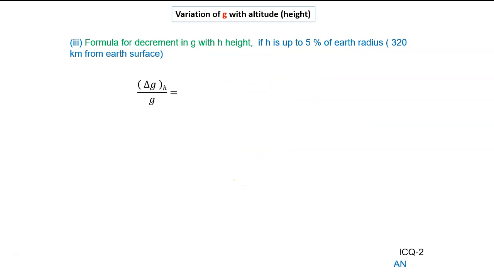And for the formula for the decrement in small g with height h, if h is up to 5% of the earth radius, we will use gravity at any height h is given by g times 1 minus 2h upon R. Now we have to calculate delta g upon g. Delta g is the gravity at surface minus gravity at any height h, upon g, the gravity at the surface. It means we have to check how much change in the gravity is due to height h. So initial gravity minus final gravity divided by initial gravity.